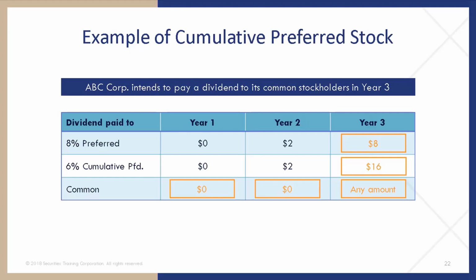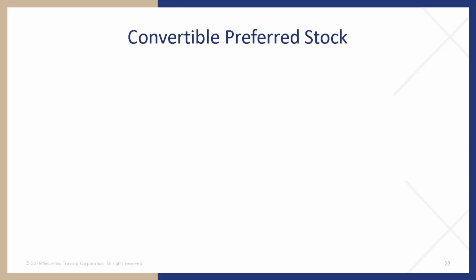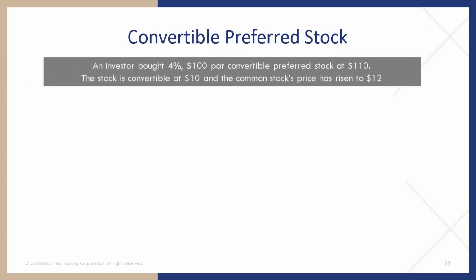So again, it's a comparison between cumulative and not cumulative, and this example here shows the difference of what would happen in year 3. Now let's discuss convertible preferred stock. So let's talk in generalities, and then we'll discuss some of the details on this slide. Well, imagine for a second an investor bought a 4% $100 par value convertible preferred stock at $110 per share. Stock is convertible at $10, and the common stock price has risen to $12.